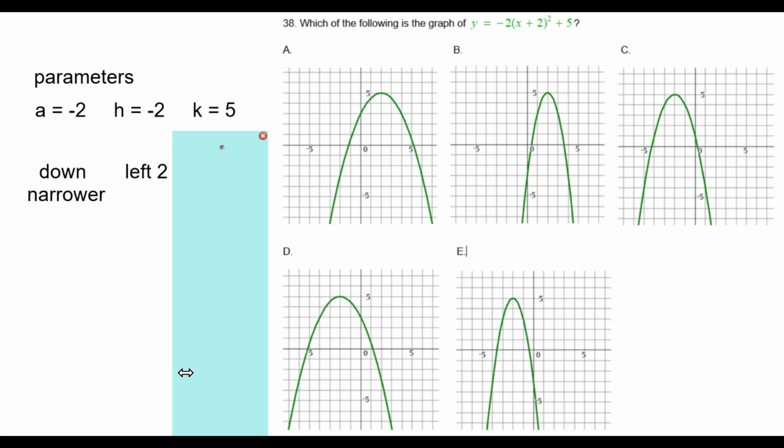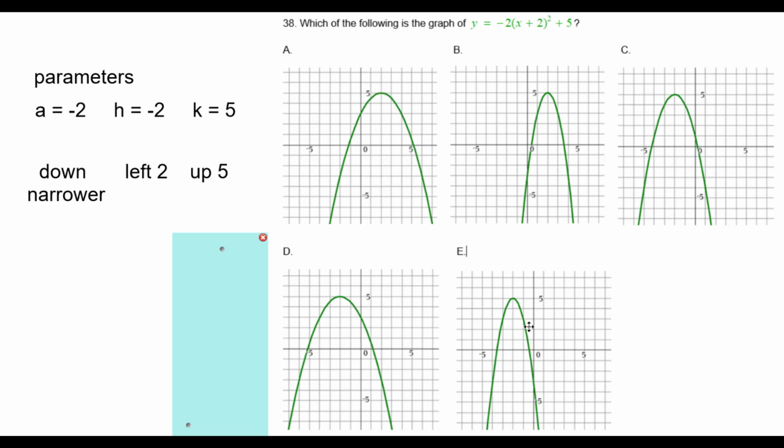The h, x minus negative 2, means it's going to be shifting to the left 2 units, and up 5 for the positive 5. So normally I would be at the origin. If I go left 2 and up 5, that would be the vertex. Left 2 and up 5. That's a possibility. That's a possibility, and that's a possibility.